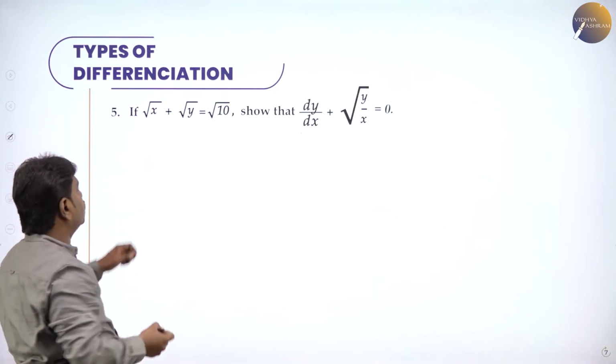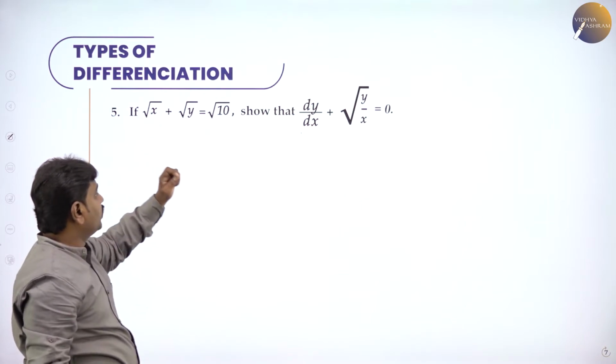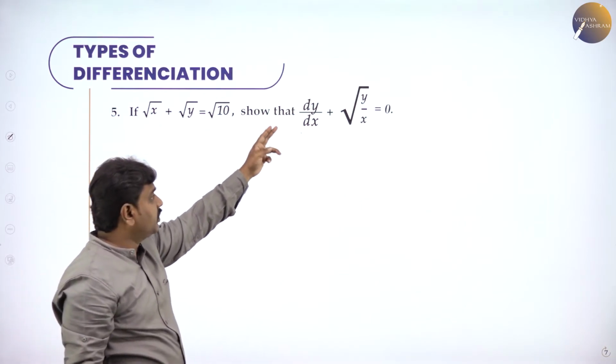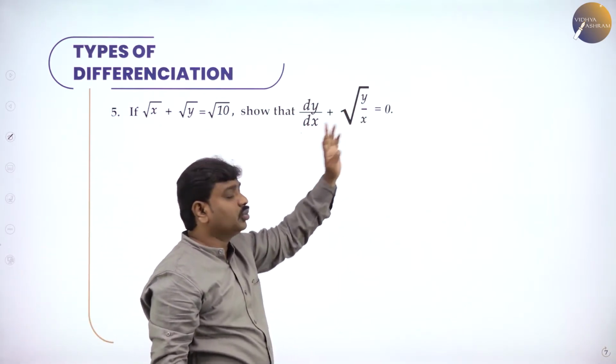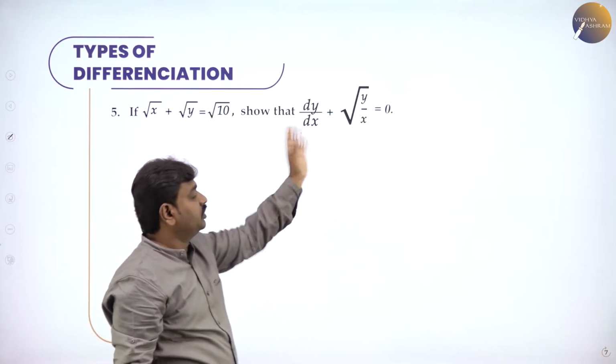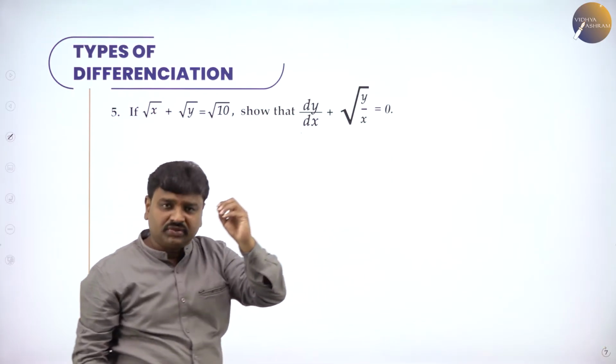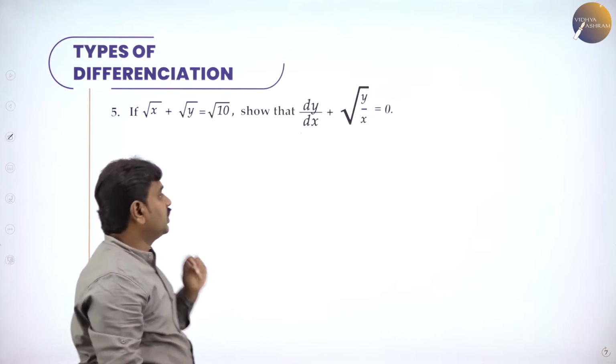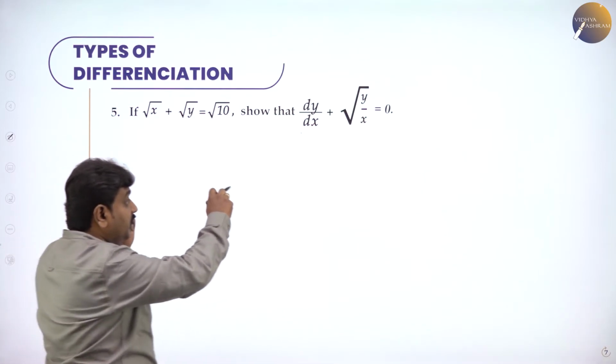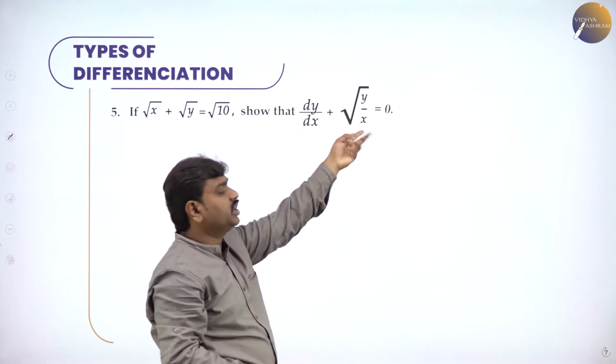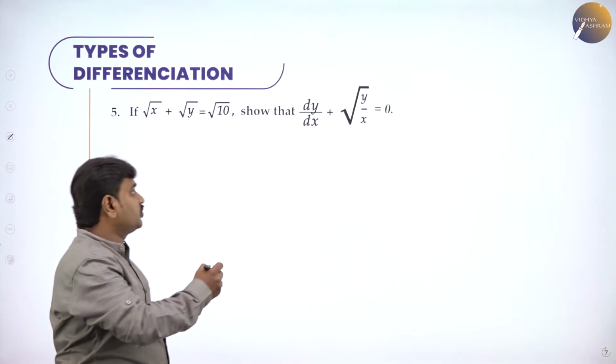Next we have: if root x plus root y is equal to root 10, show that dy by dx plus root of y by x is equal to 0. So now they are asking to prove this. To prove this, first we have to find dy by dx. And if you observe carefully, dy by dx should be negative of this, then only it will become 0. Do you agree?